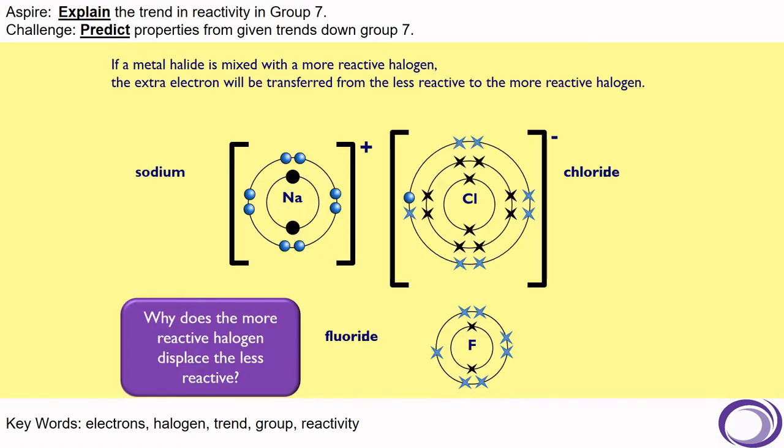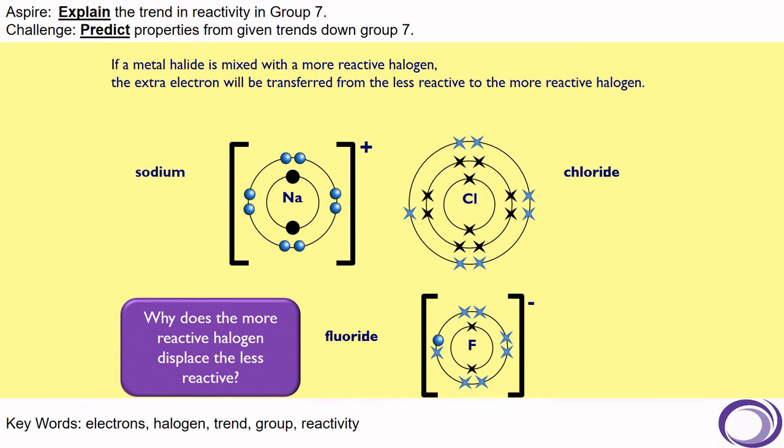Now, the reason this happens, if a metal halide is mixed with a more reactive halogen, the extra electron will be transferred from the less reactive to the more reactive halogen. So in this example, in sodium chloride, if fluorine was placed into that solution, the electron would be transferred from the chloride to the fluorine, and the chloride would lose its charge, form chlorine, and the fluorine would gain a charge and become fluoride because it was more reactive.